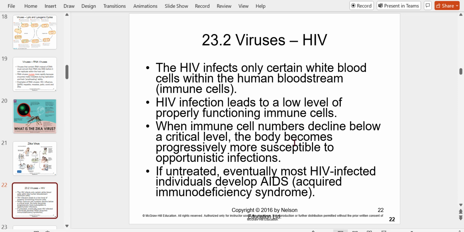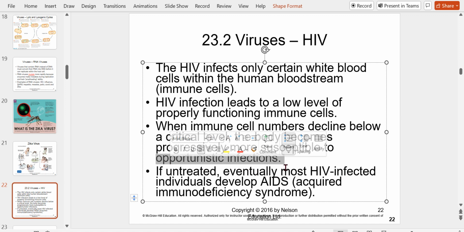When the immune cell numbers decline below a critical level, the body becomes progressively more susceptible to what we call opportunistic infection. Most people who get HIV don't normally die from it. They'll die from the common cold or some strange form of cancer that nobody ever gets.